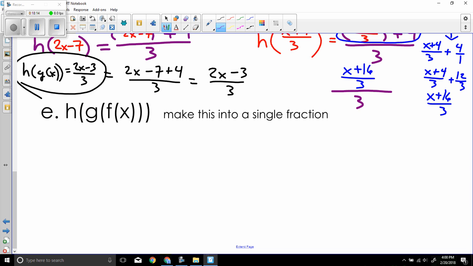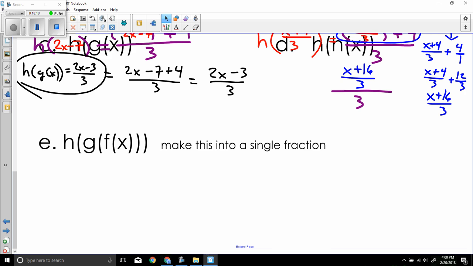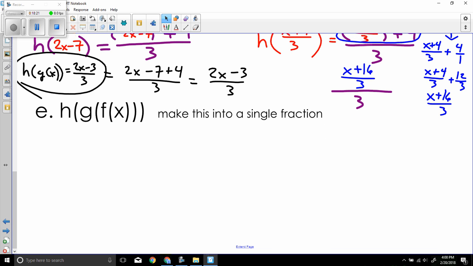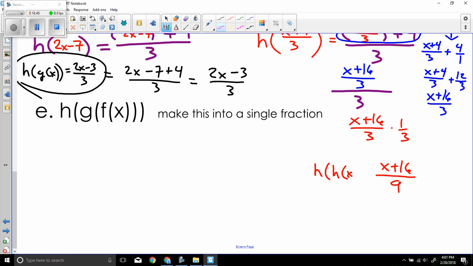3. Here we have to remember how to mess around with fractions. Instead of dividing by a 3 here, I can multiply by 1/3. So this would look like x plus 16 over 3 times 1/3. Well, that's simple enough. That's just x plus 16 all over 9. And that was h of x.